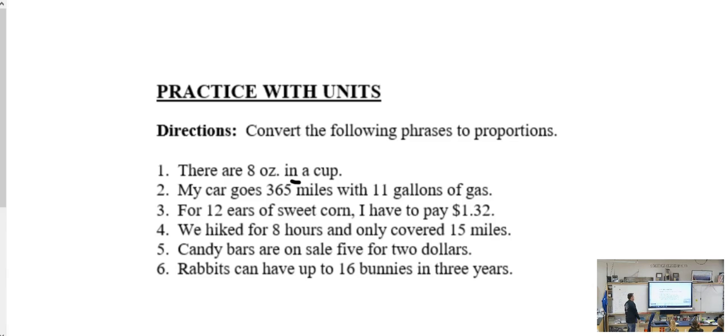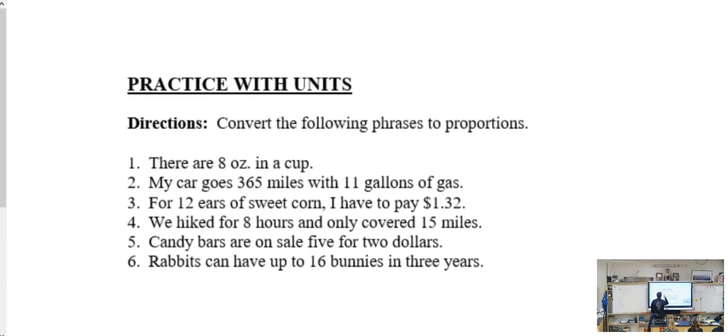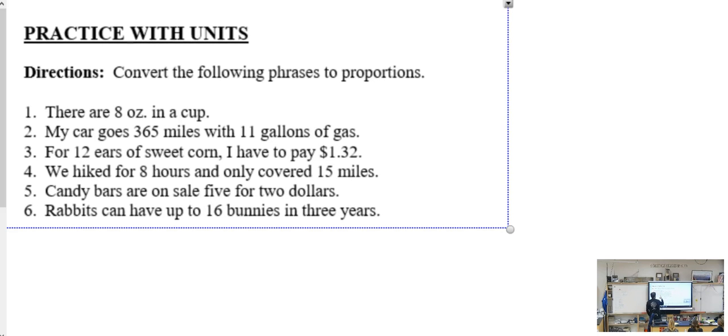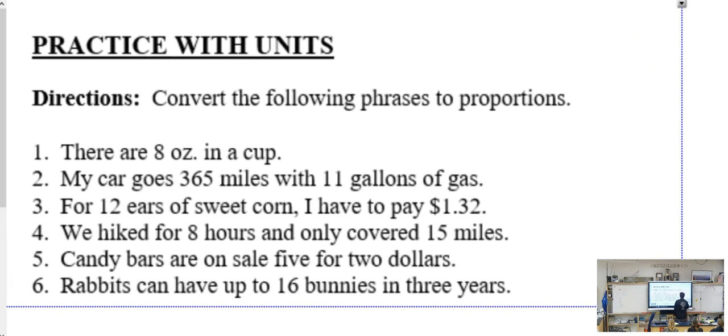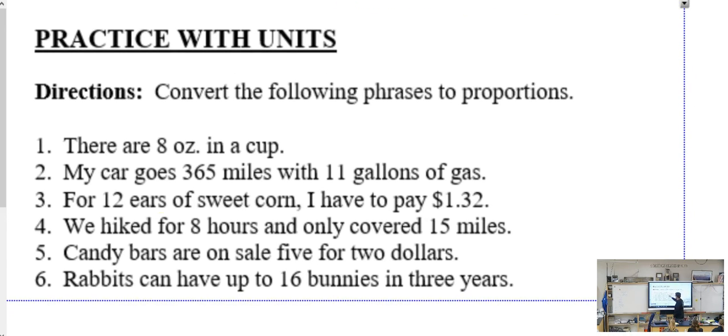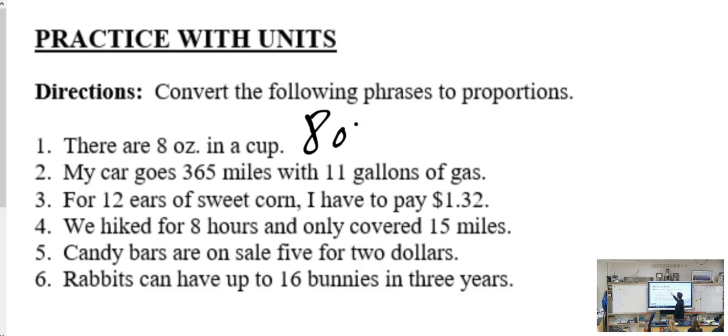So practice with unit. It says directions, convert the following phrases to proportions. So we're literally just changing these into a proportion. So if there are 8 ounces in a cup, you're going to write 8 ounces, and then the other piece would be 1 cup. Will you take a minute and do the rest of those?